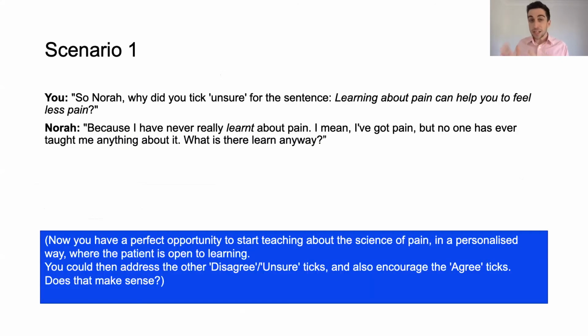So you say to Nora, why did you tick unsure for the sentence, learning about pain can help you feel less pain? And then she responds, well, it's because I've never really learned about pain. I mean, I've got pain, but no one's ever taught me anything about it. What is there to learn anyway?